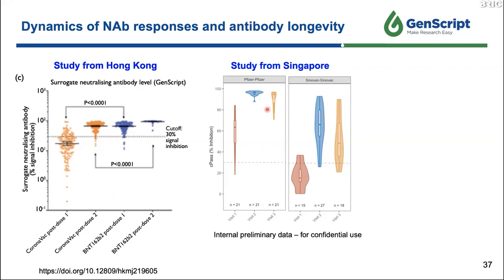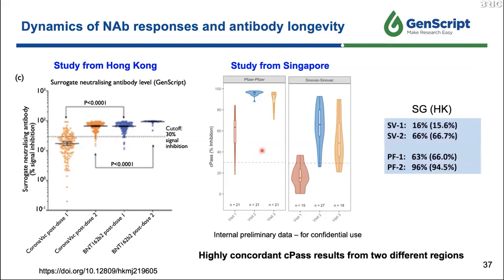And the study from Singapore also reported very similar findings. So it is to our surprise that although these 2 studies are performed in 2 different regions using different sample cohorts and of course in different labs, the cPass values reported are very close to each other.